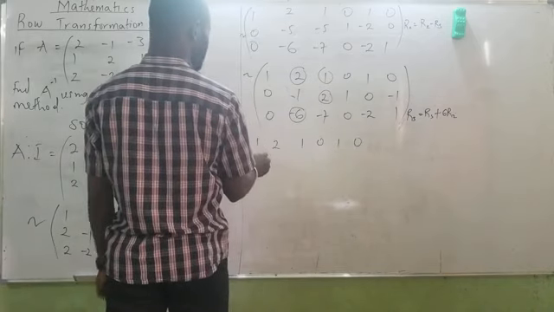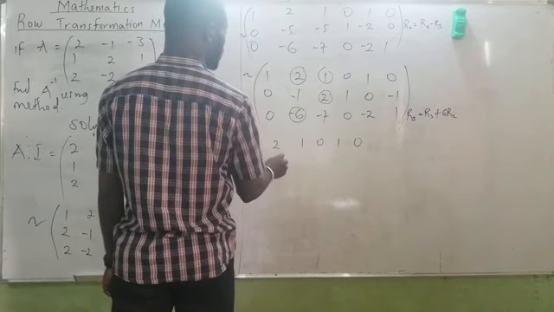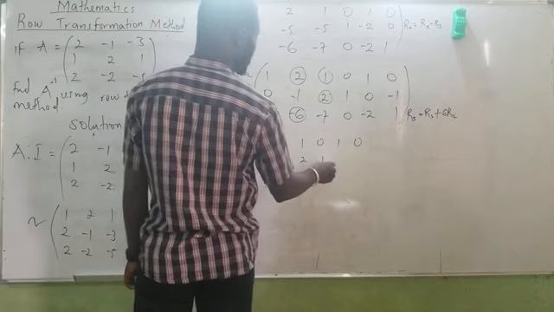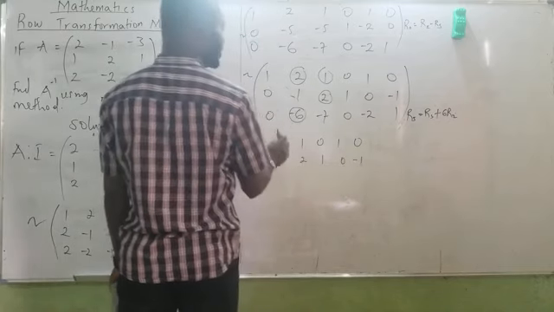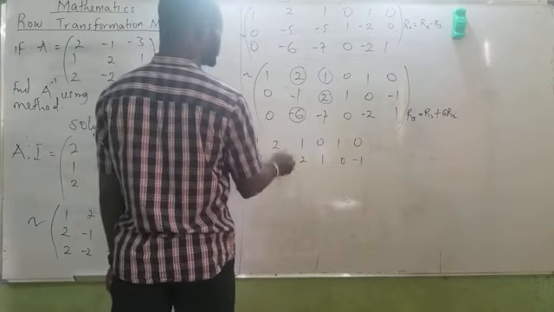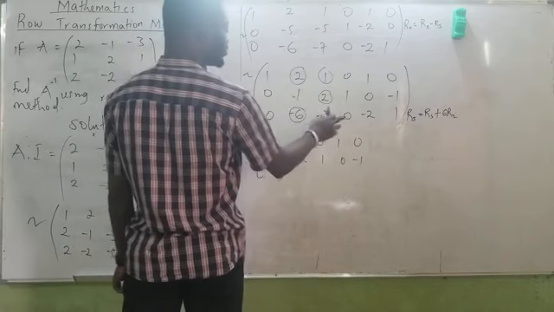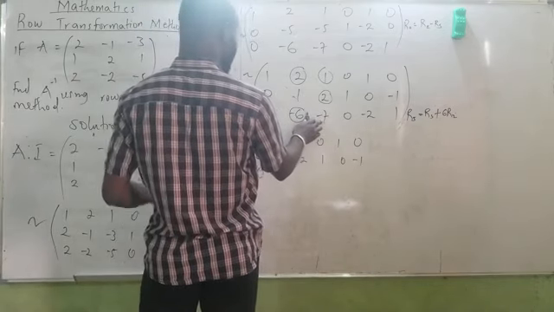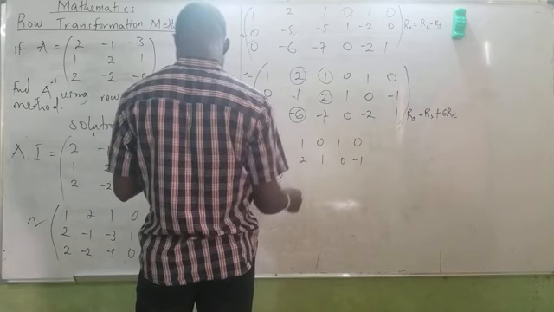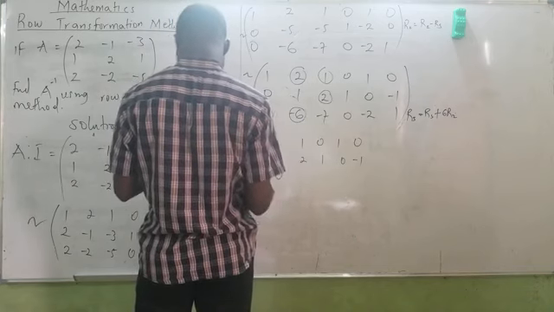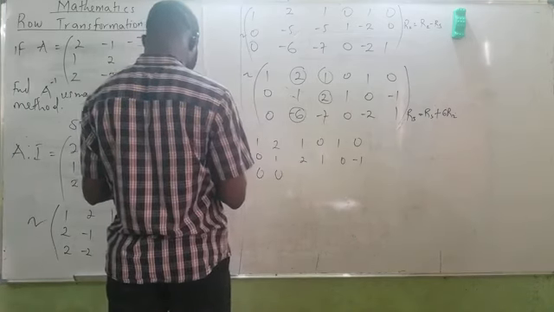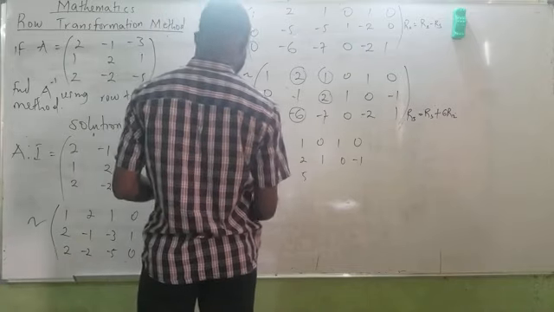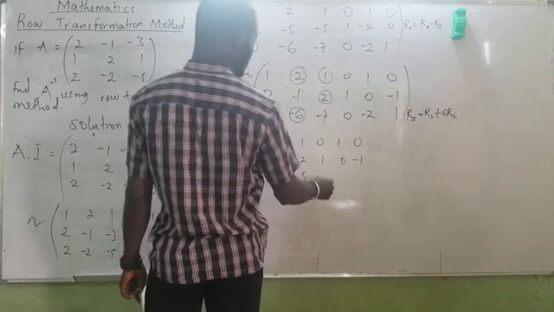This also will be what? 0, 1, 2, 1, 0, minus 1. Now, this will be 0, 0. Yes. Now, 6, 12. 12 minus that will be 4. I'll be having 5, sorry, 5. And here will be 6.